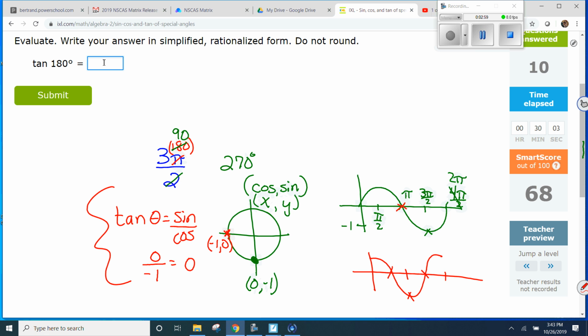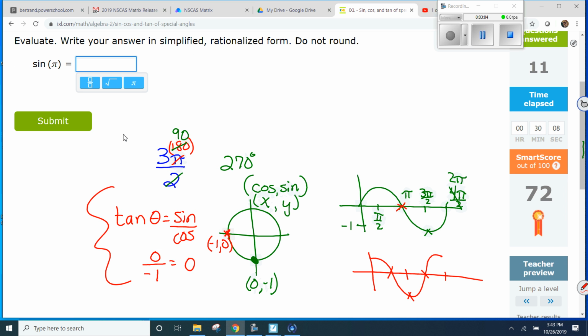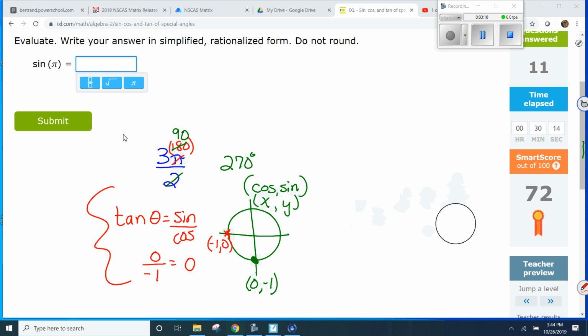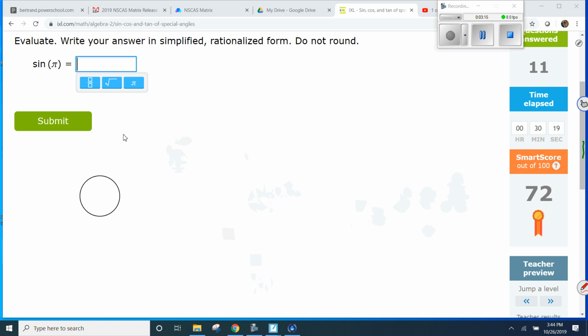I don't know what they do for this particular program if they ask for undefined. I suppose they would just put undefined or does not exist. I'm not quite sure if they'd ask you for one of those for this one, but it is undefined at certain angle measures.